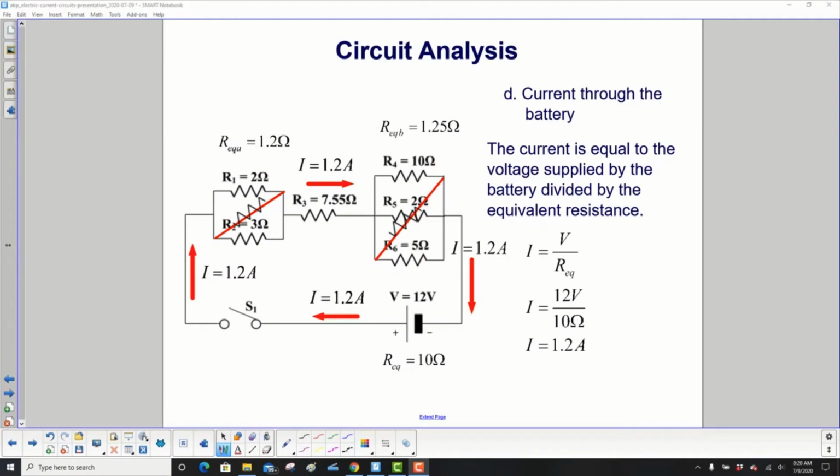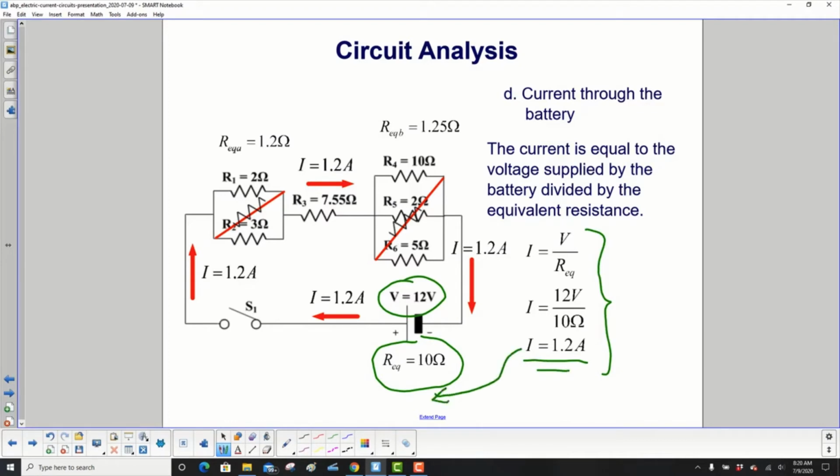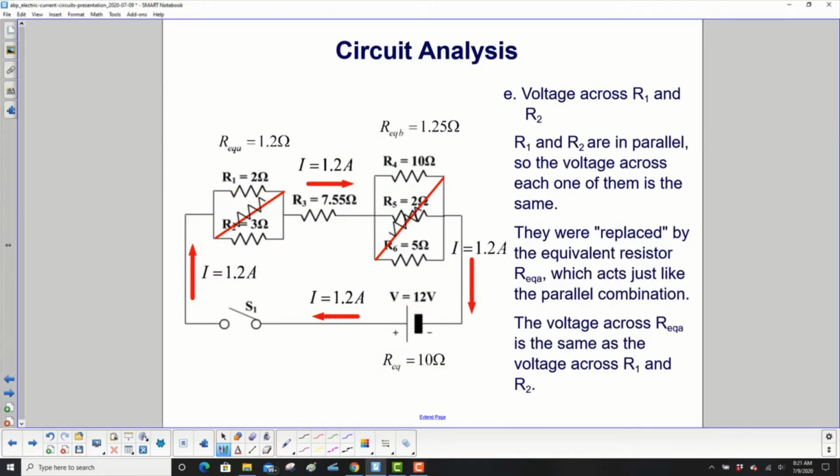We're in a position now to find the current through the battery because we have the voltage that was given. We found the equivalent resistance of the circuit as 10 ohms, so I is V over R. 12 volts over 10 ohms, we have 1.2 amps. And you can either write that down here, or like we've done here, just draw the current going around and round. Notice the full current goes through this resistance. The current splits here, and also splits here, but always recombines to get back to the total current of 1.2 amps. Now we need the voltage across R1 and R2.